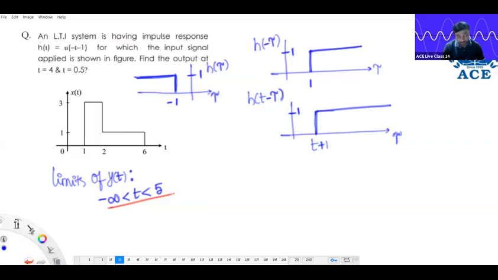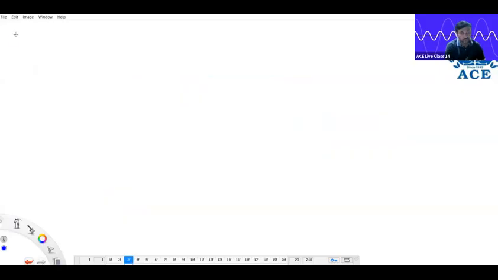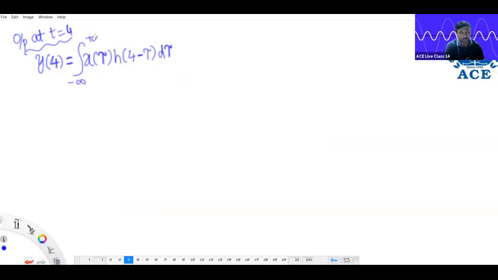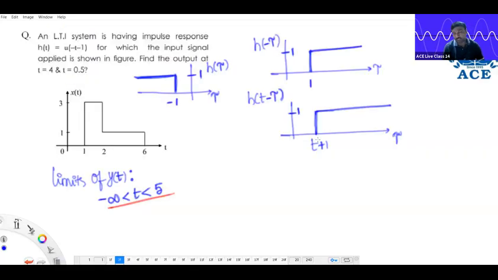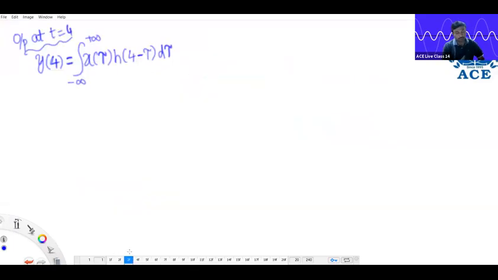So let me solve it. Output at t equals 4 means integral of x of tau h of 4 minus tau d tau, directly t replaced with 4. Simply we are substituting t equals 4, sir. So what is the product we have to generate in the question? x of tau into h of 4 minus tau.